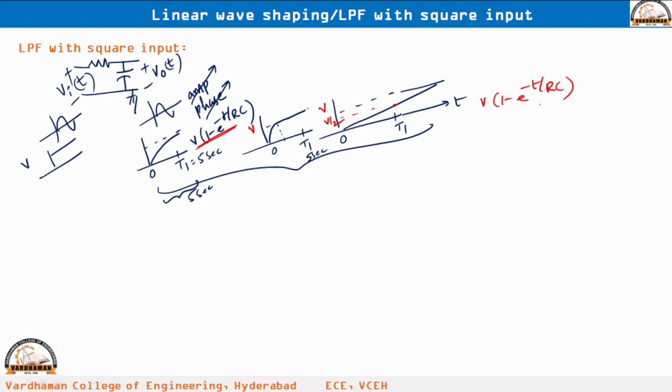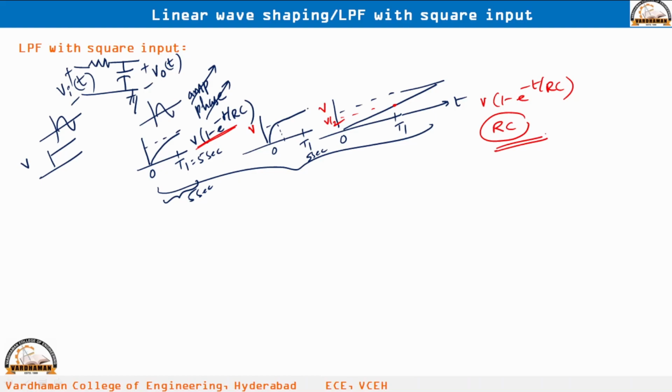But where is the difference here? That is a very important point, that is RC. Based upon the time constant, how fast the output will reach the V volts, or how much delay is required to reach these V volts, is decided by the time constant value RC, the product of resistance and capacitance.